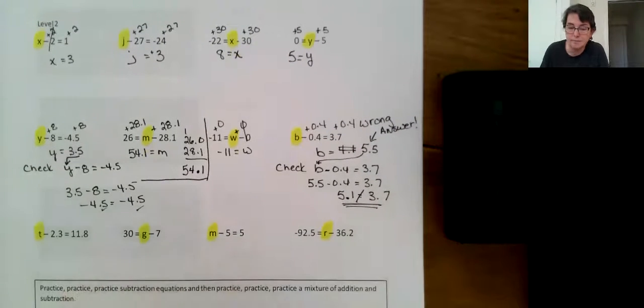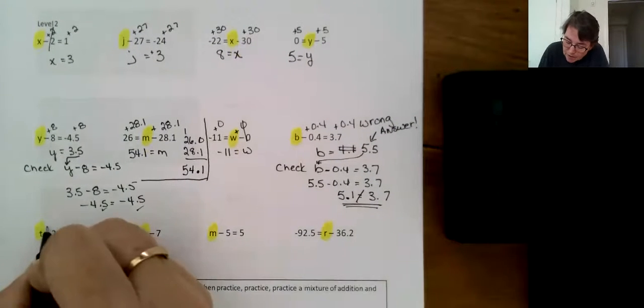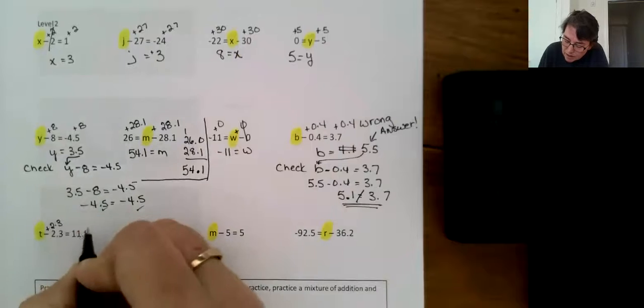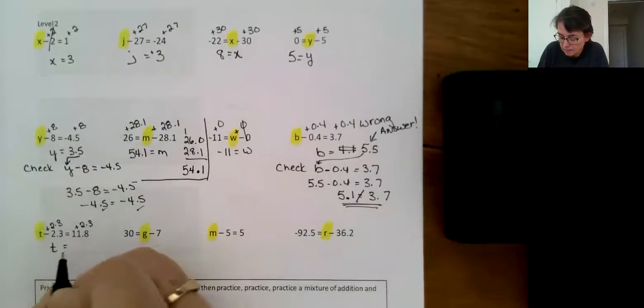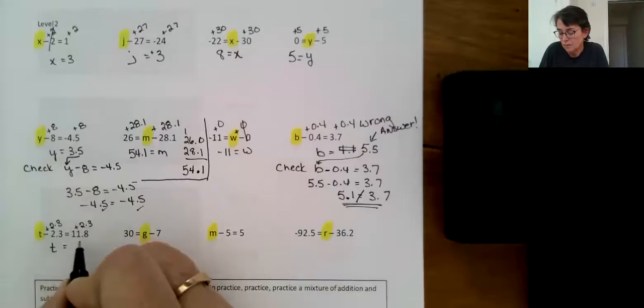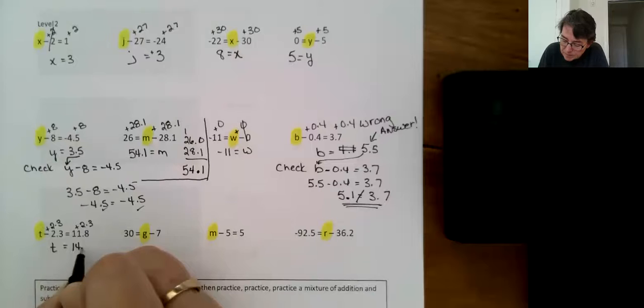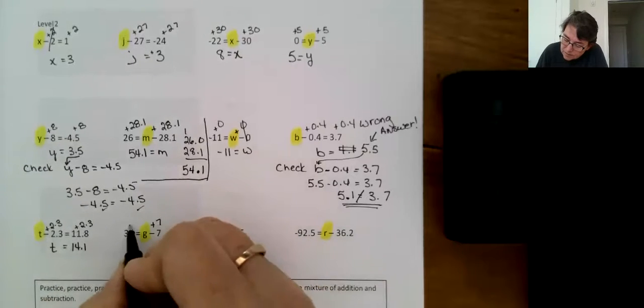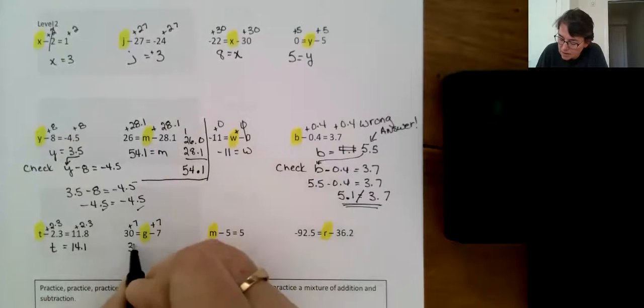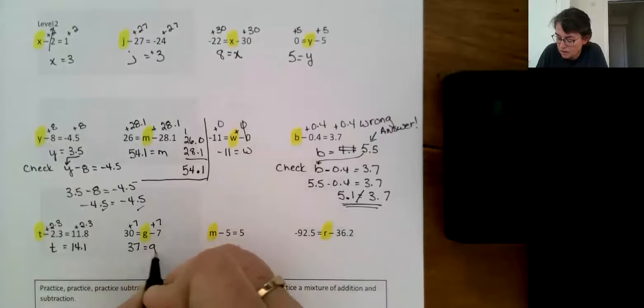All right. To write small here. Plus 2.3. So P is 11.8 plus 2.3. That should be 14.1. And we're going to add 7. That was easy. 37 equals G.